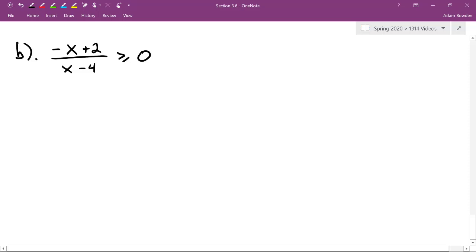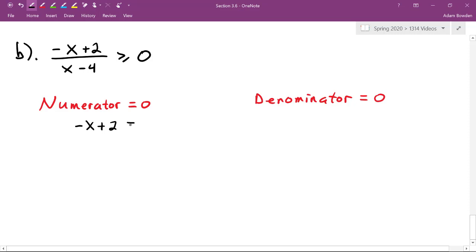Okay, now the one we're going to look at here has the greater than or equal to 0 situation. But just like last time, we're going to set the numerator equal to 0 and the denominator equal to 0, making sure that we have it all combined into one fraction and the other side is 0, which we do. So we'll have negative x plus 2 is equal to 0. Let's see, we subtract over the 2, negative x equals negative 2, which tells us that x is equal to 2.